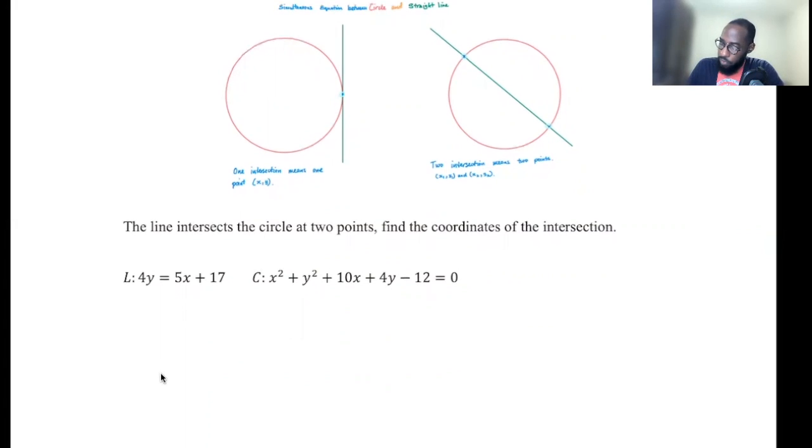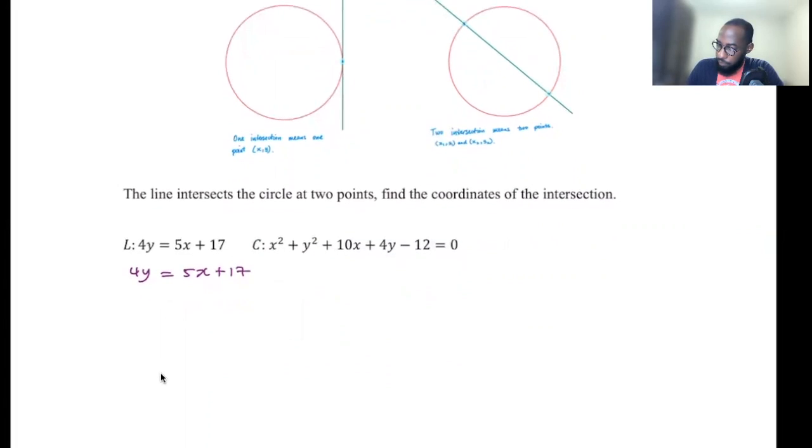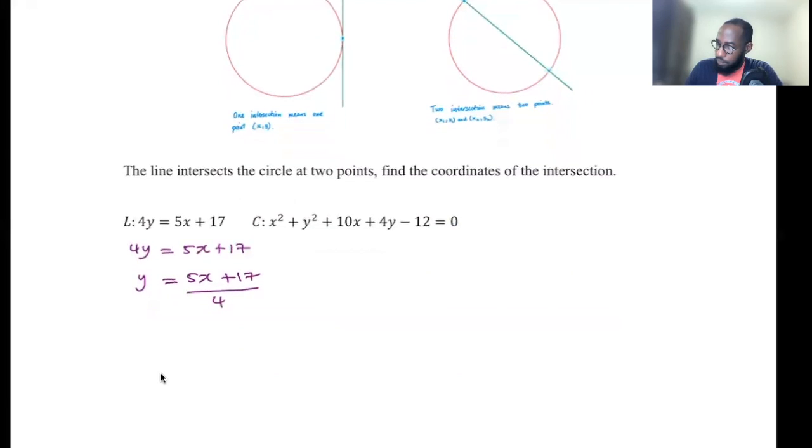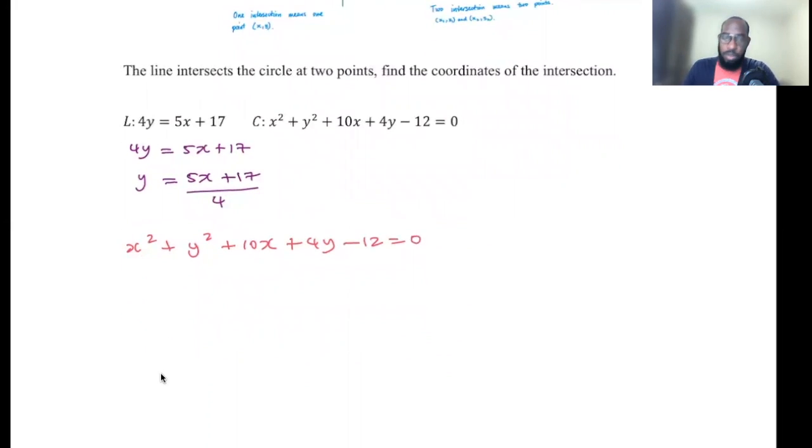All right, so we have 4y equals 5x plus 17. So y is 5x plus 17 divided by 4. Let me write down the equation of the circle now. This is the equation of the circle right here. So I'm going to substitute y into this equation. Wherever I'm seeing y, I'm putting 5x plus 17 divided by 4.